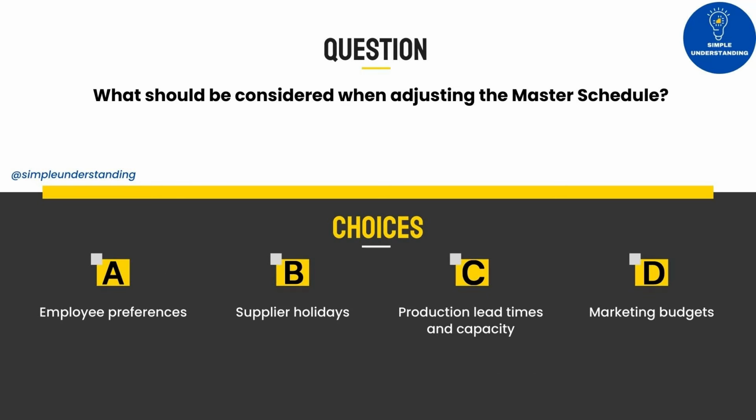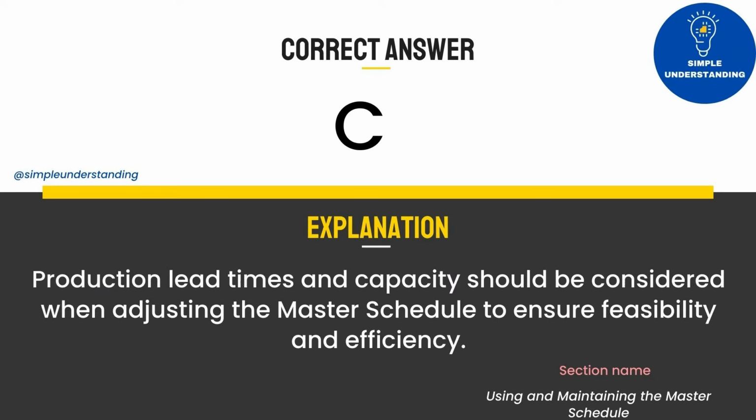5. What should be considered when adjusting the master schedule? A. Employee preferences. B. Supplier holidays. C. Production lead times and capacity. D. Marketing budgets. Correct answer: C. Overall explanation. Production lead times and capacity should be considered when adjusting the master schedule to ensure feasibility and efficiency.